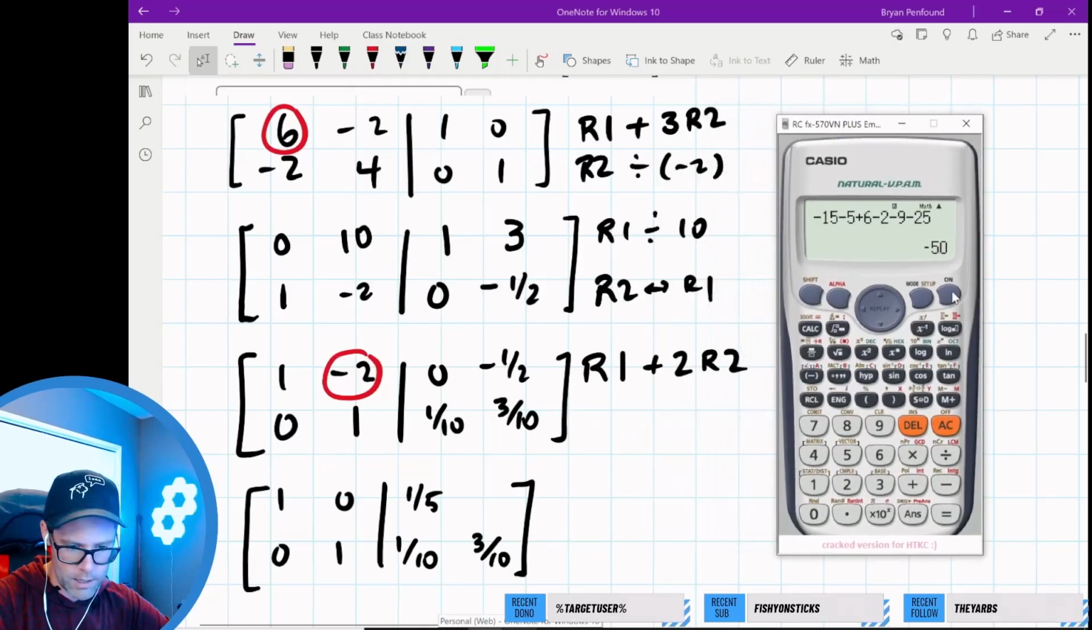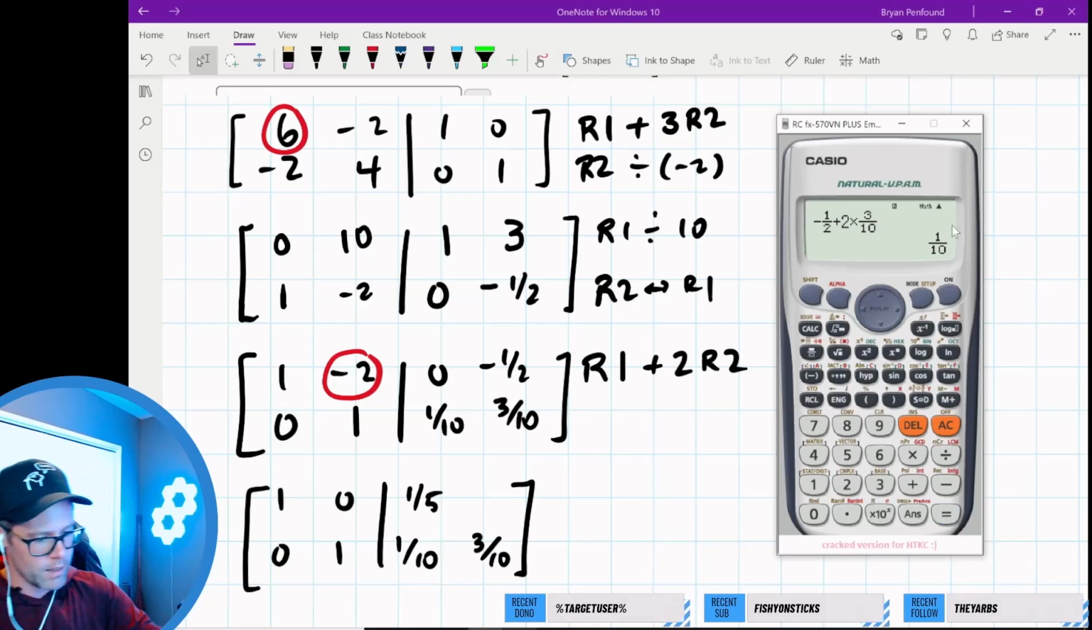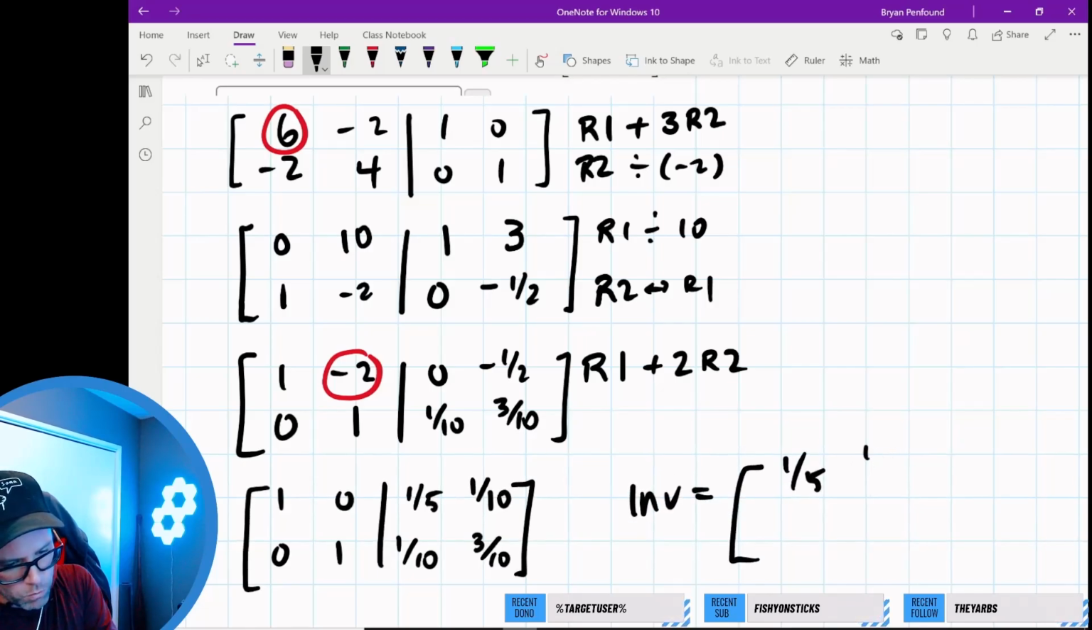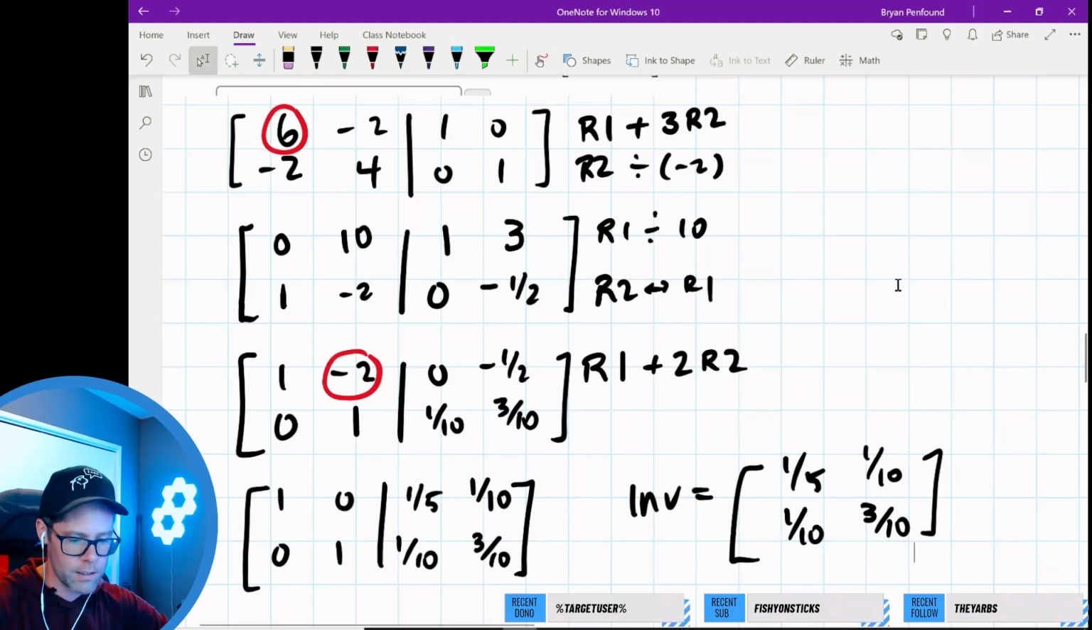So we're going to take negative 1/2. So negative 1/2, I need to add 2 row 2s, so plus 2 times row 2, which is 3/10, and that's going to give us 1/10. So our inverse should be this 2 by 2 matrix, 1/5, 1/10, 1/10, and 3/10, if we've done our work correctly.